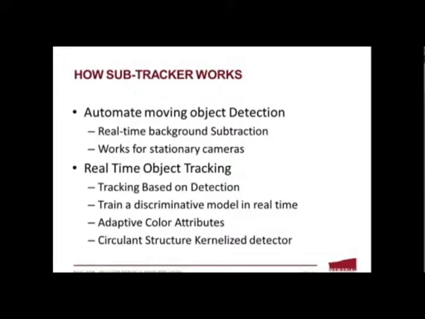Then, the moving object detector is based on real-time background subtraction. This method only works for stationary cameras, and the real-time object tracking is basically the tracking based on detection.